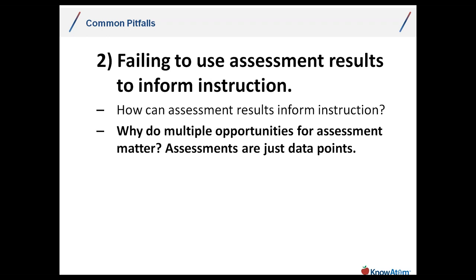And the value of assessment is in gathering enough data points that you can actually see over time what a student's level of understanding really is. Getting enough snapshots that you can get a real picture as a result.